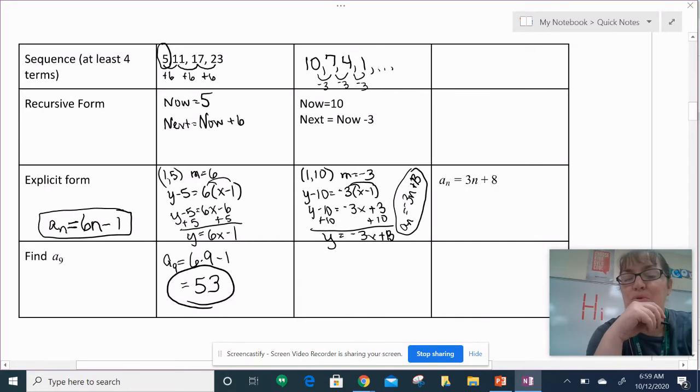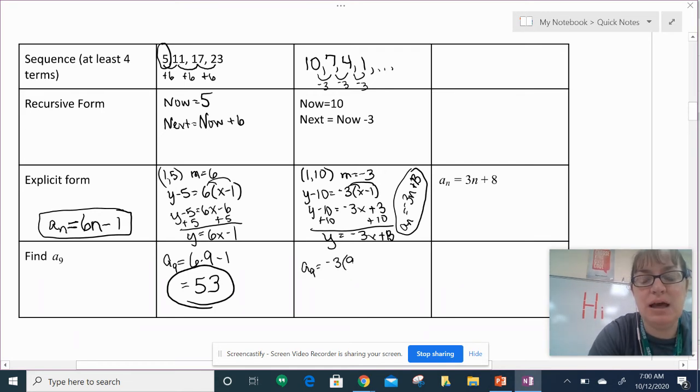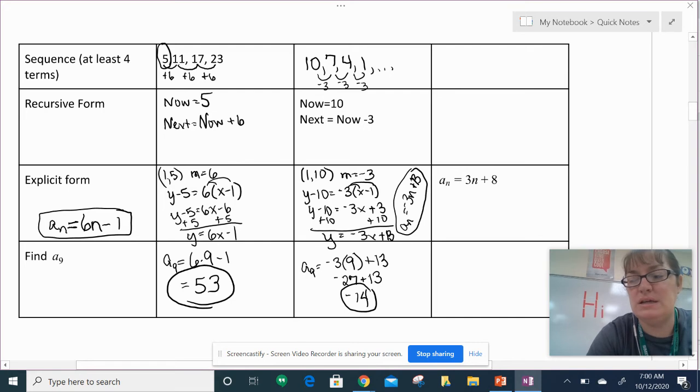All right, at that point, guys, now I'm ready to find a sub 9. Again, I can use the recursive form if I want and just keep subtracting 3 until I get to the 9th term. Or I can say a sub 9 is equal to negative 3 times 9, because I'm looking for the 9th term, plus 13. Negative 3 times 9 is negative 27, and negative 27 plus 13 gives me an answer of negative 14. So the 9th term would be negative 14.